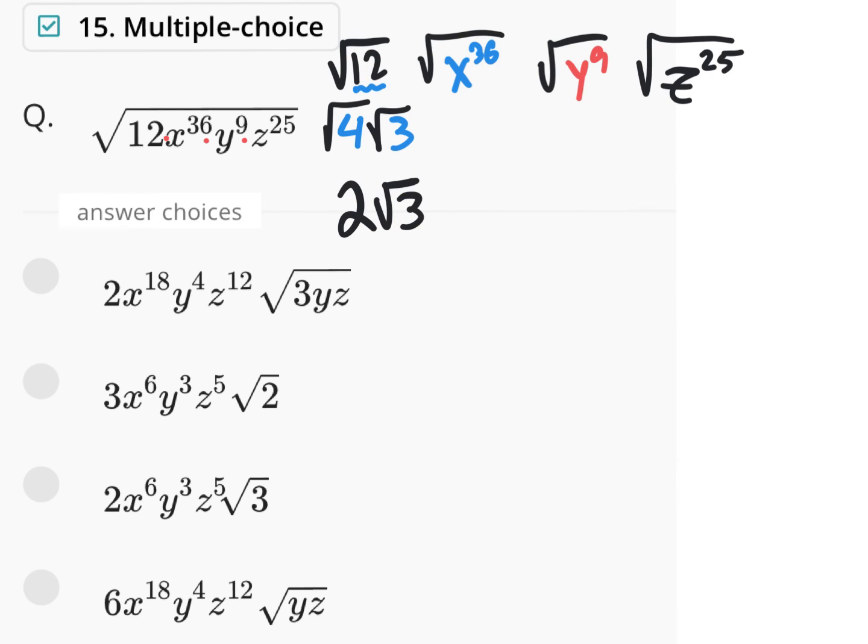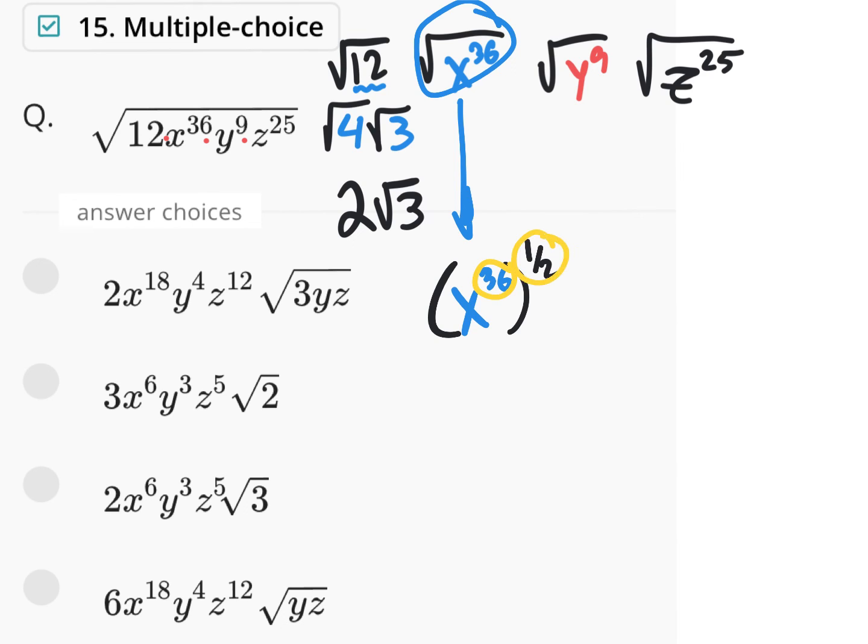Let's move on to this next part. I am going to do this one over here. The square root is really the power of 1/2. And on the inside, we have the x to the 36th power. And once again, power to a power, multiply, and you will get x to the 18th.